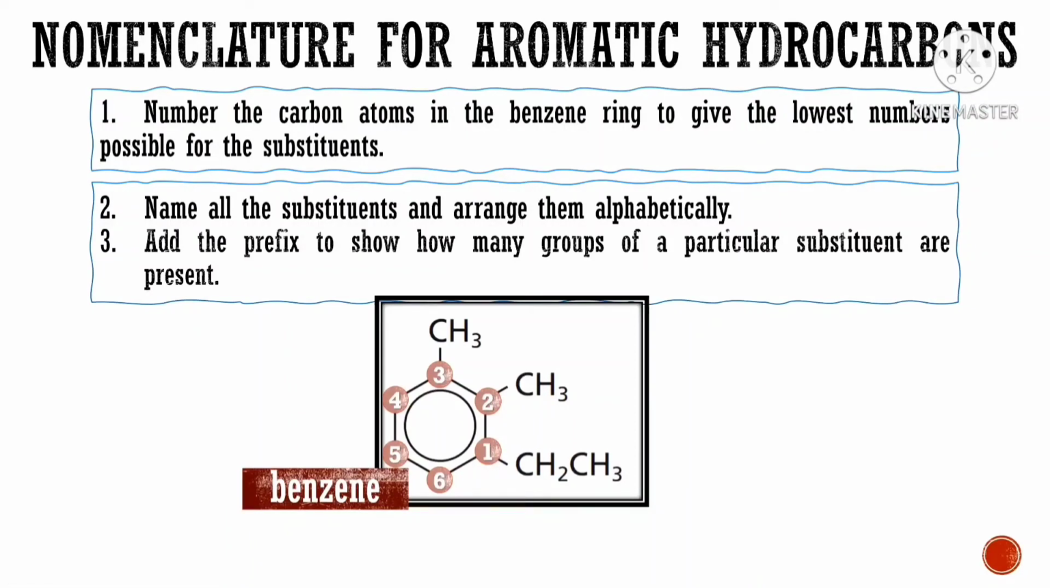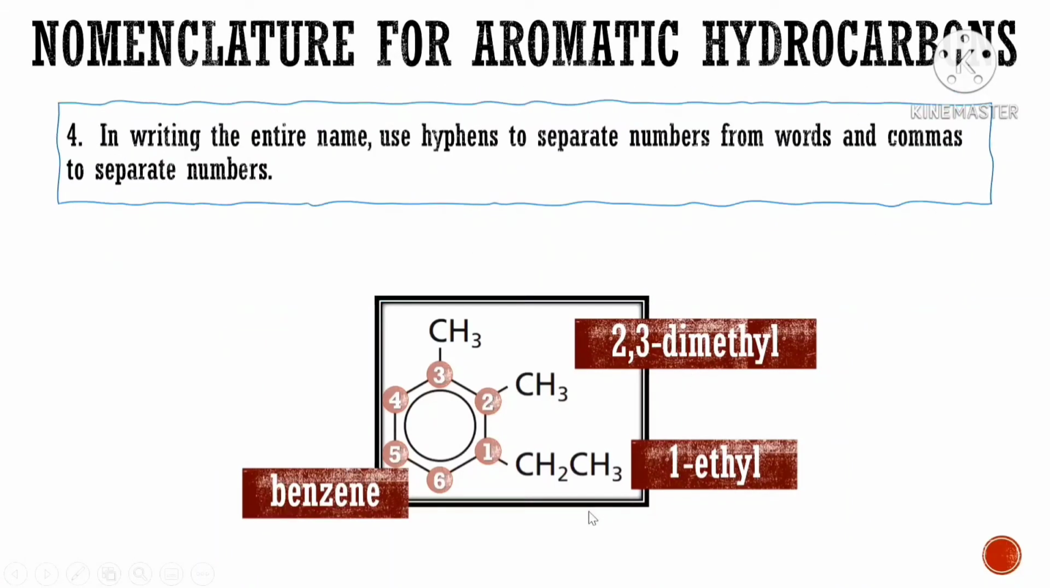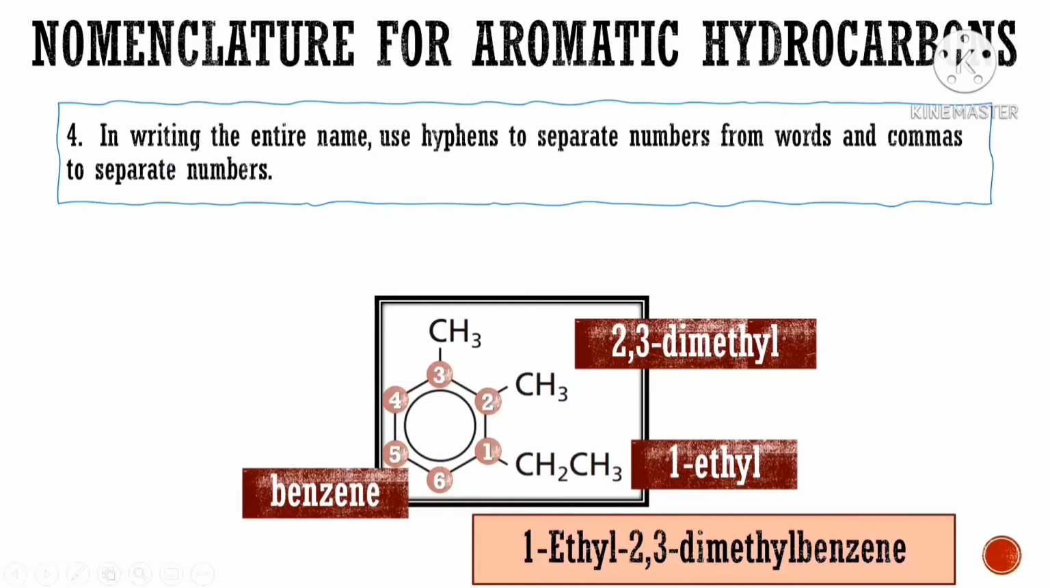Our priority is to give the lowest number possible for the substituents. And for this case, we also give priority to ethyl because it comes before methyl. So at carbon number 1, we have an ethyl group, and at carbon numbers 2 and 3, we have 2 methyl groups. In writing the entire name, use hyphens to separate numbers from words and commas to separate numbers. So the correct name would be 1-ethyl-2,3-dimethylbenzene. Hyphen when separating a number from a letter, and comma when separating 2 numbers.